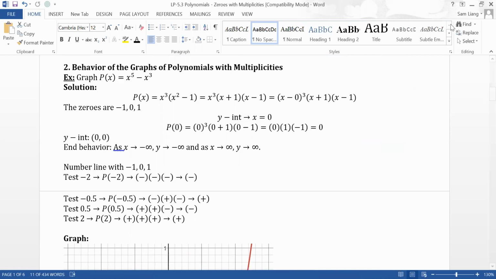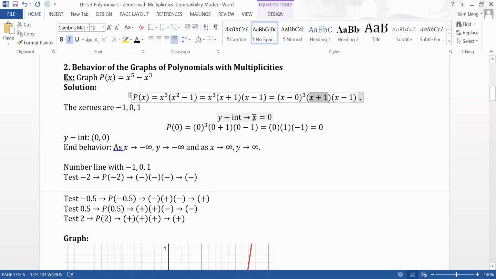Okay, so we have x to the 5th minus x to the 3rd. So first thing I'm going to do is factor out x cubed. You get x cubed times x squared minus 1. And then x squared minus 1 can be factored to be x plus 1 times x minus 1, as I wrote here. X to the 3rd can be written as x minus 0 to the 3rd times x plus 1 times x minus 1. So as you can see, the zeros are going to be negative 1, 0, and 1. I just wrote them in ascending order: negative 1, and then 0 here from the middle term, and then positive 1 for the last factor.